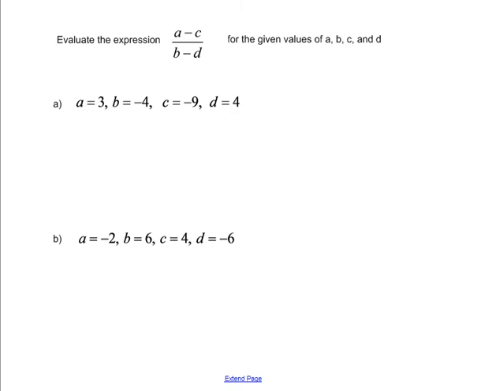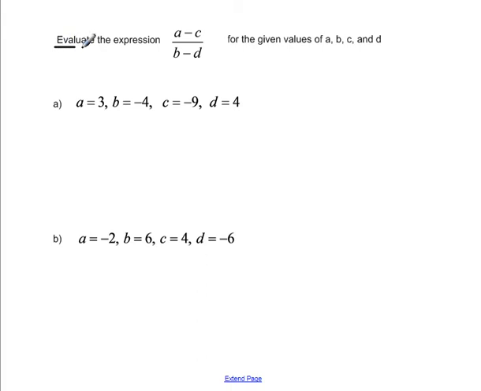Evaluate the expression (a minus c) over (b minus d) for the given values of a, b, c, and d. So we're going to have to do this twice. We're given some different values, and negative signs are showing up in different places. So we're going to want to be very careful in our substitution step to be sure that we get negative signs in the right places.